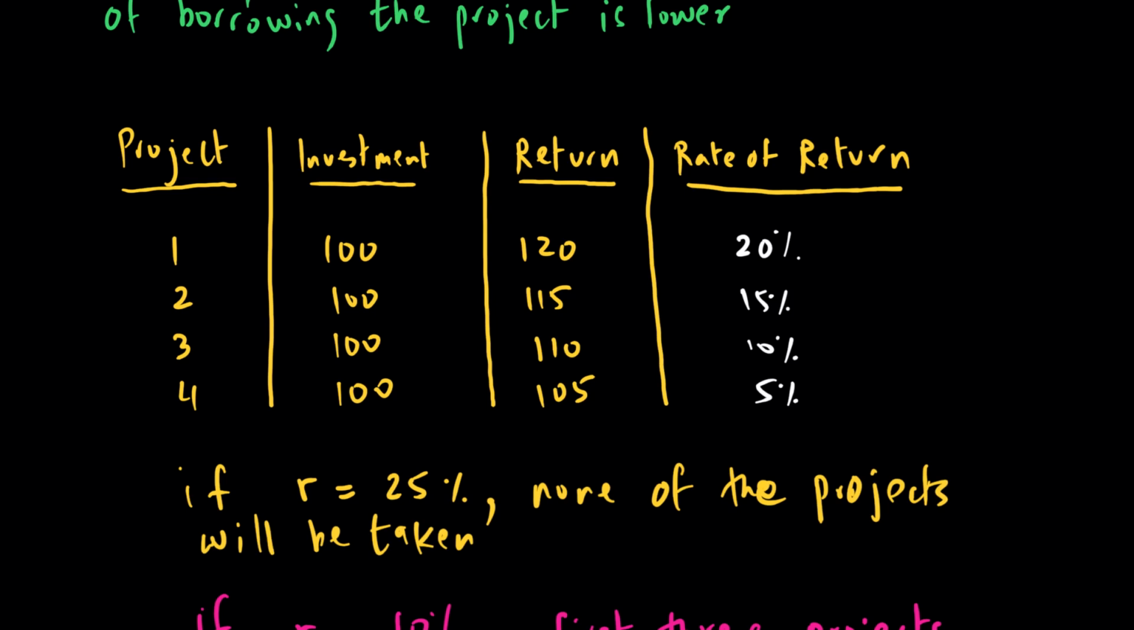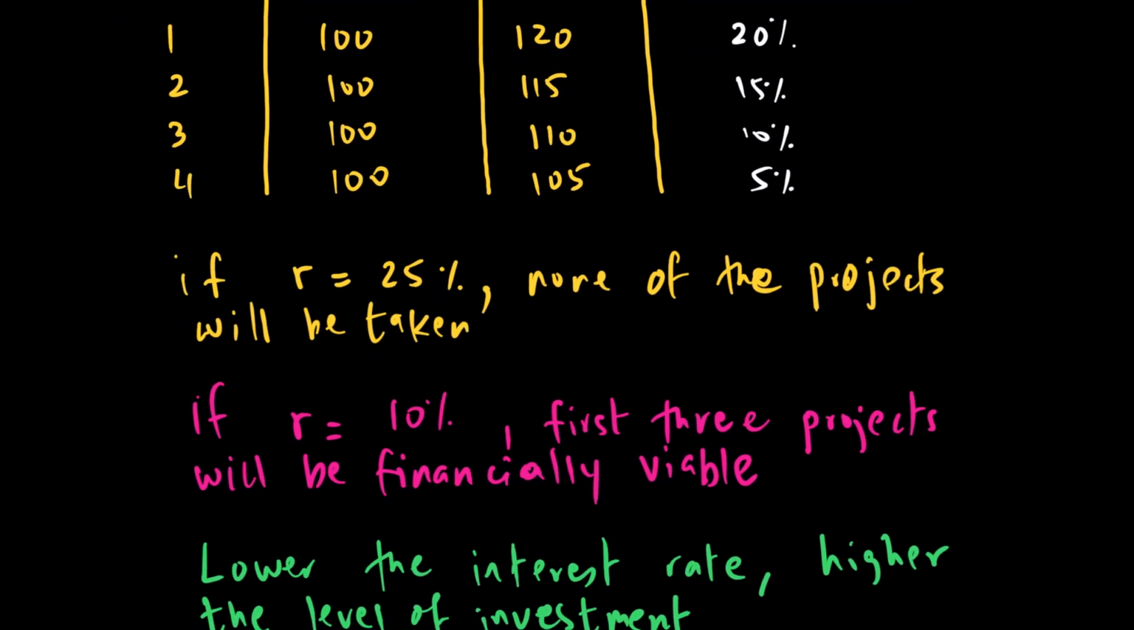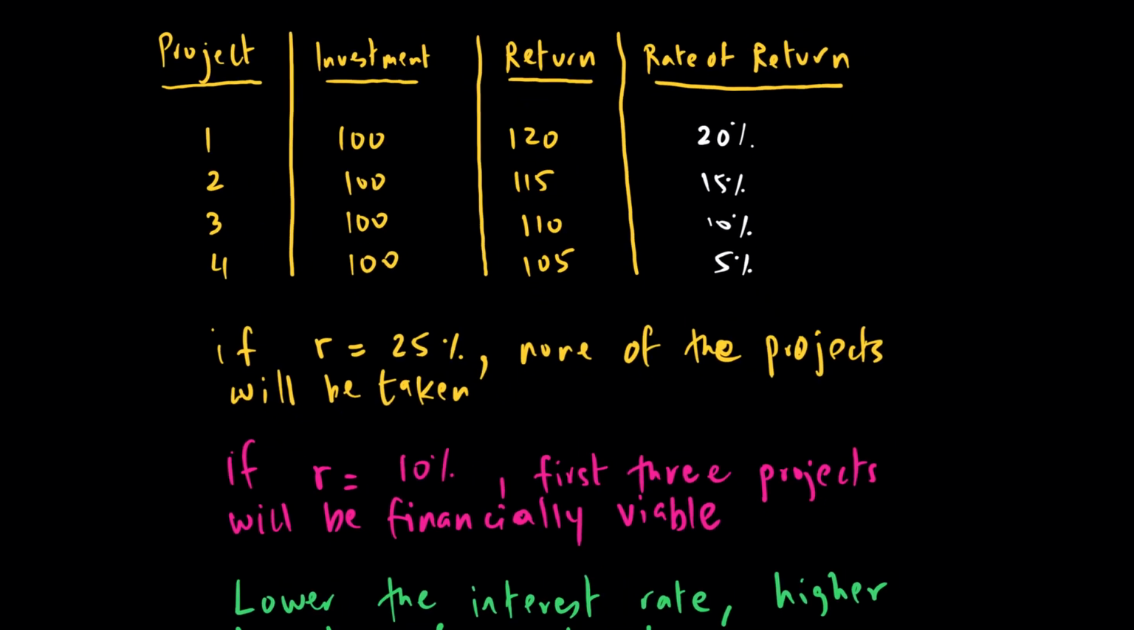Then comes, what if the interest rate goes to, for example, 10%? Well, if the interest rate goes to 10%, then the first 3 projects will be financially viable. Why? Because in the first project, I get a return of 20 minus 10, or my spread is 10%. In the next one, my spread is 5%. In the third one, my spread is 0. 0 means basically economic profit is 0, which means this project will still be financially viable. So when the interest rate goes down to 10%, 3 projects become financially viable.